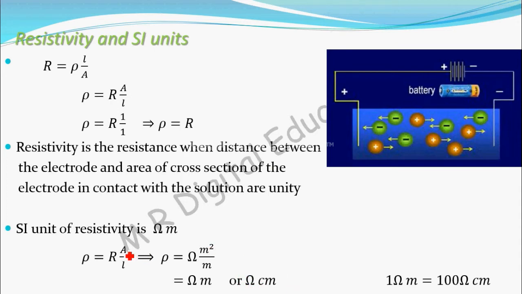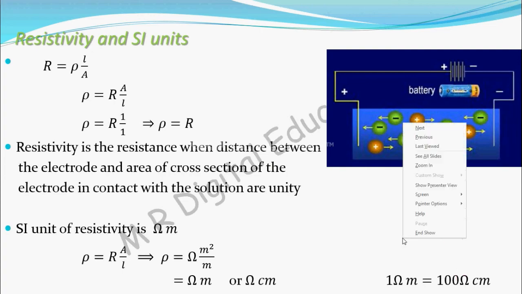If you express the length and area in centimeter, then the unit will be ohm centimeter. See, if you express area in cm square, this will be cm square and this will be cm. One cm will get cancelled, remaining is one cm. So ohm centimeter. And you know that 1 meter equals 100 centimeter. Like that, here also 1 ohm meter equals 100 ohm centimeter.